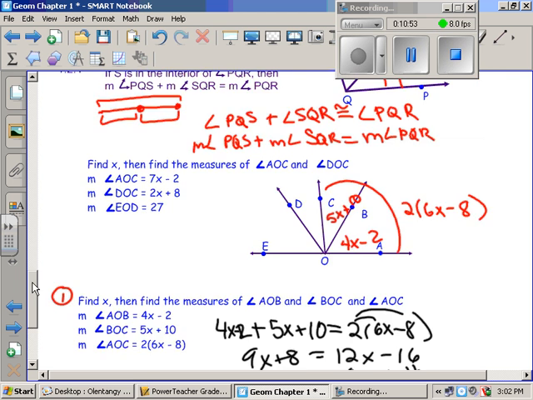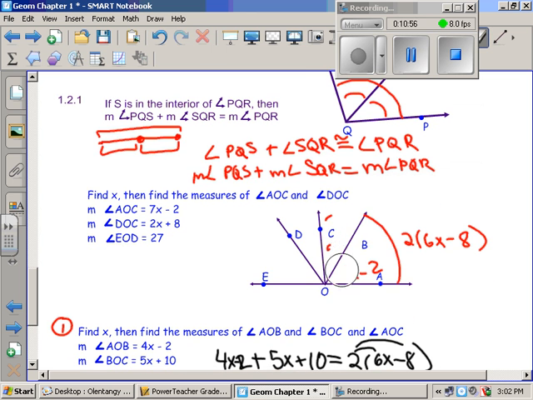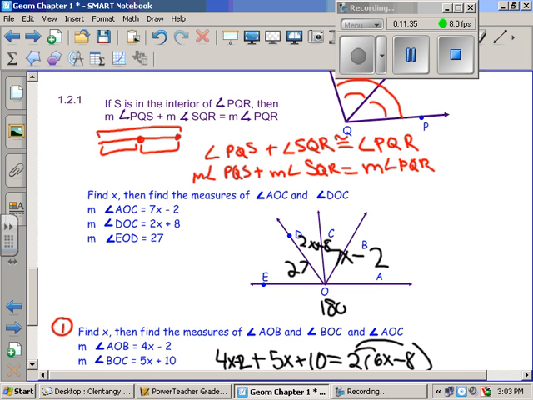Okay? Now for this one, it's a little different. Same picture, but it says that AOC is 7x minus 2. It says that DOC is 2x plus 8. And it says that EOD is 27. Well, I can't use the angle addition postulate exactly because I don't know what these two pieces equal to be able to solve it. But I do know that if I put all three of these angles together, it equals 180 because AOE is a straight angle, so it's equal to 180 degrees.